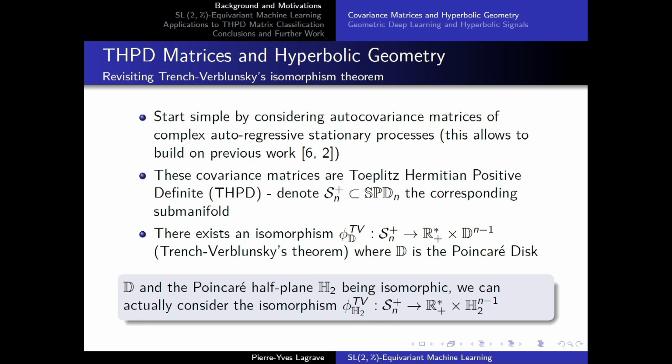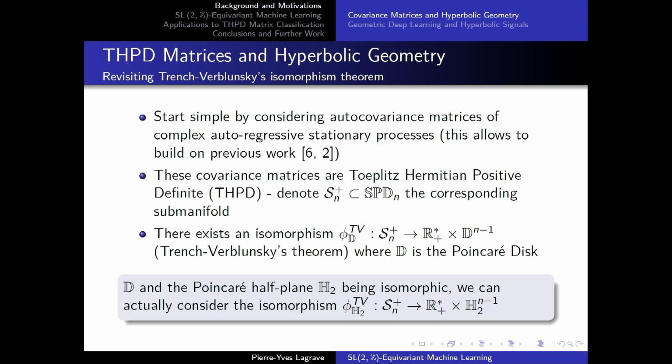So to do that, even if we are targeting genericity, we are going to start simple, and we are going to start with some specific type of covariance matrices, which are called Toeplitz Hermitian positive definite. Why are we doing that? For several reasons. One, because it is simpler than the generic case, and the other is that we have already done some preliminary work for this type of matrices, and we presented some of this work at the GSI 21 conference, and I'm going to come back to that afterwards.